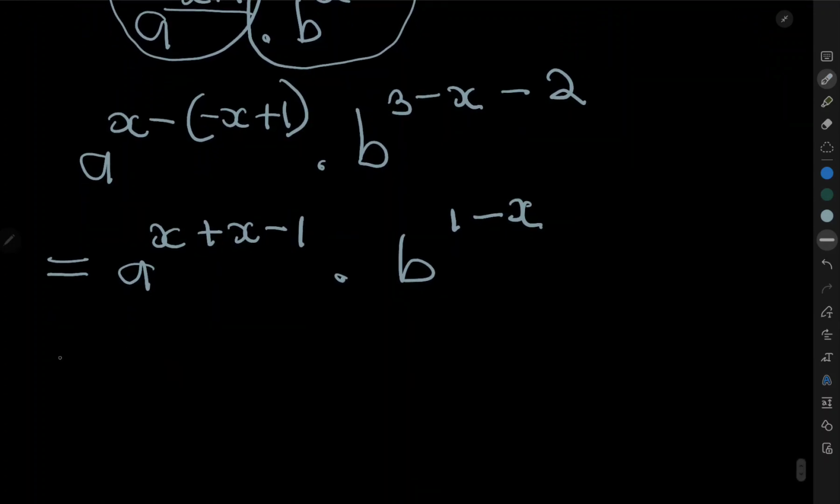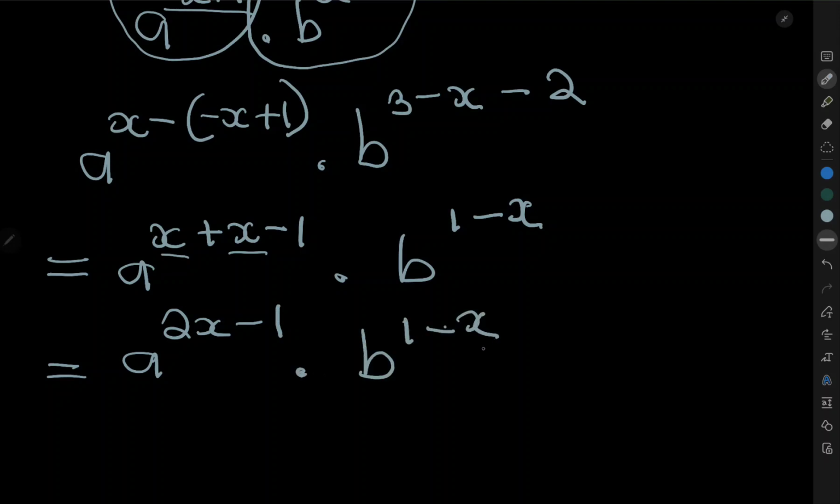So that's it. Are we done? No, we still need to add these two like terms here. That will give us a to the power of 2x minus 1 multiplied by b to the power of 1 minus x. I'm not sure if your teacher will want you to expand this further, but I'm sure this will be sufficient to get the full marks. So let's do the third example.